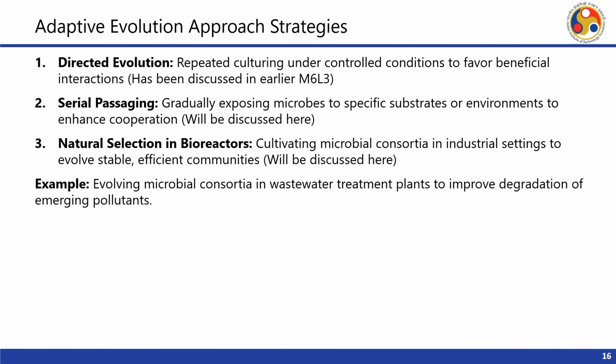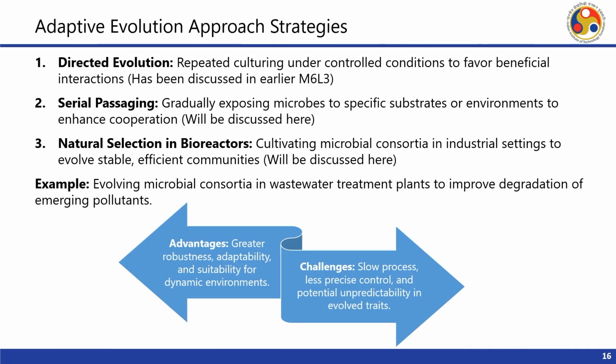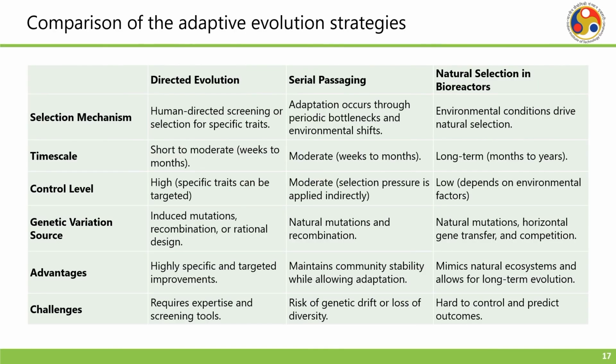Some examples of the adaptive evolution approach include evolving microbial consortia in wastewater treatment plants to improve degradation of emerging pollutants. What are the advantages of the adaptive evolution approach? It offers greater robustness, adaptability, and suitability for dynamic environments. However, it also suffers from various challenges: it is a very slow process, it offers less precise control, and there is potential unpredictability in evolved strains.